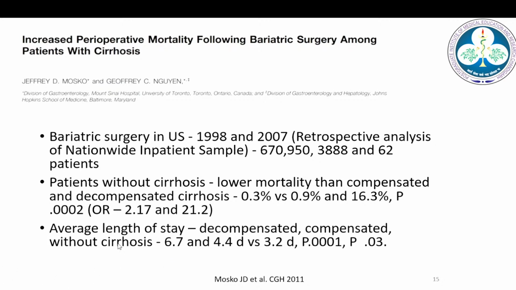So in general, if you look at this large study, which actually showed that if you look at patients without cirrhosis, compensated and decompensated, the mortality was much higher in the decompensated, 16% versus 0.9 versus 0.3. So, decompensated, no bariatric surgery. In compensated, you can individualize and see if no other thing is working. Maybe you can decide, with a caveat that they would also have a little poorer outcome.